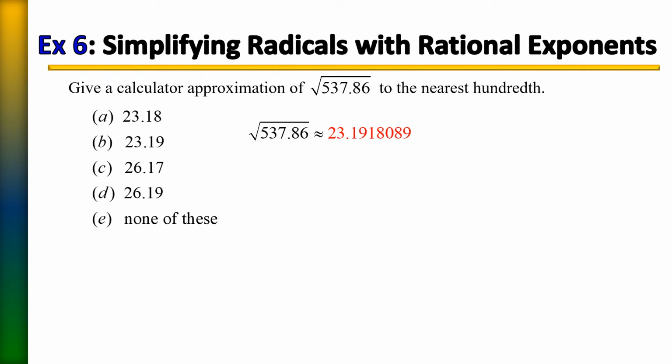Leaving just 2 decimal places, what you do is go to the third place to see if that third number is 5 or more. If it is, it would make the next number in front of it 1 more. But since it's less than 5, we drop it and everything behind it. So from the 1 and behind, you're going to drop all of that, and it leaves you with the answer, choice B, 23.19.